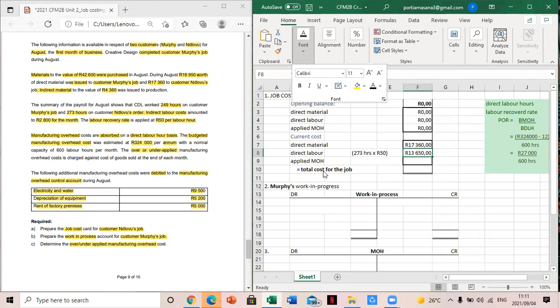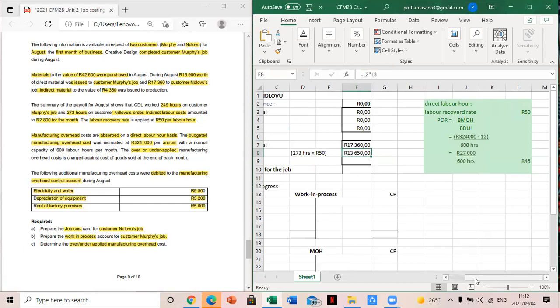13,650, right? Okay, and then for our applied, since we have to calculate our POR and then multiply it with our actual basis, we were told that the POR is calculated on direct labor hour basis. So since this is for this customer, we're given that the budgeted manufacturing overheads was 324,000, right? So we divide with 12 months since this amount was for the whole year, which is per annum. So what we're looking for here is per month. So we're going to take that total amount and then divide it by 12 months, right? And then all over 600 labor hours, which is what we were given.